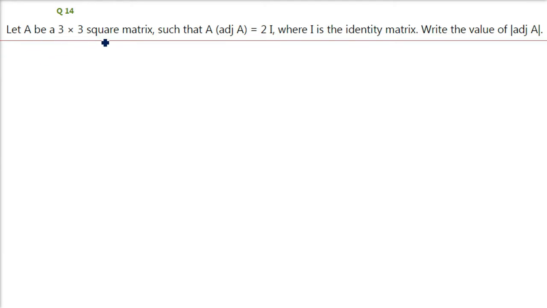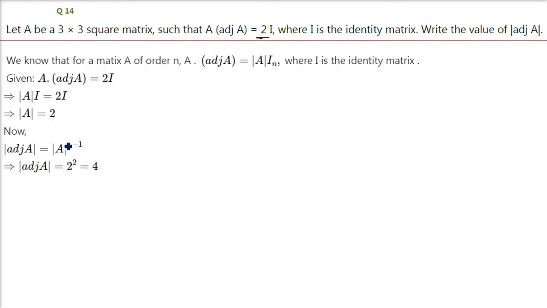If A be, let A be a 3 by 3 square matrix such that A into adjoint A is twice of identity matrix, 2I. What is the value of determinant of adjoint A, where I is the identity matrix? So this type of question we have already done, and we know that for a matrix A of order n, A multiplied by adjoint of A is equal to determinant of A into I n. The subscript is showing the order of the matrix. It can be 3, it can be 2. In this case it will be 3.